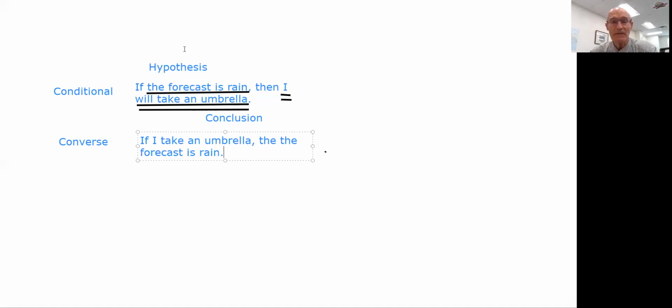So now in symbolic form, the hypothesis is P. The conditional says P implies Q. So P is the hypothesis and Q is the conclusion. So the converse down here would then basically say that Q implies P.